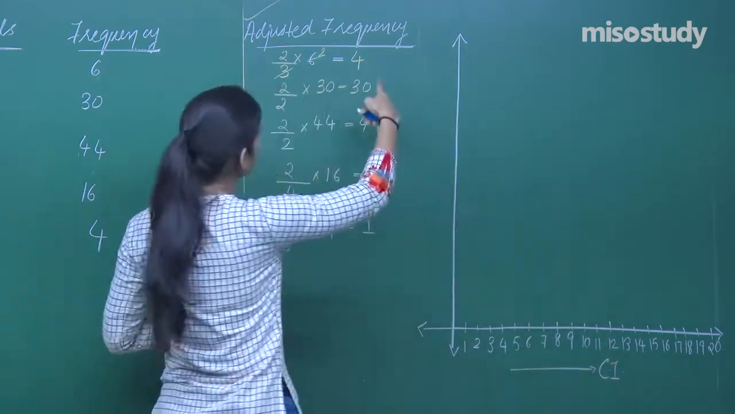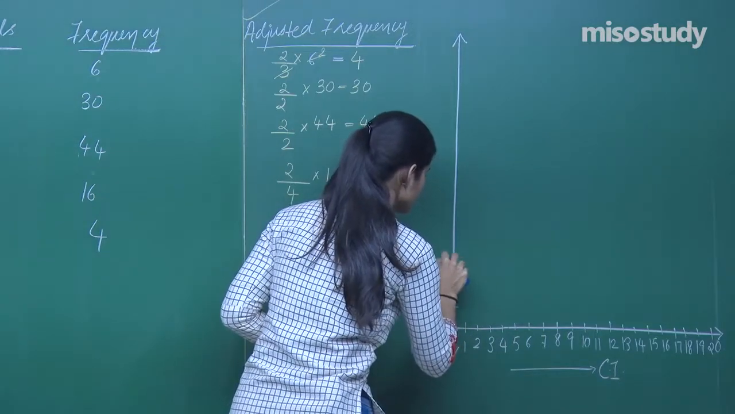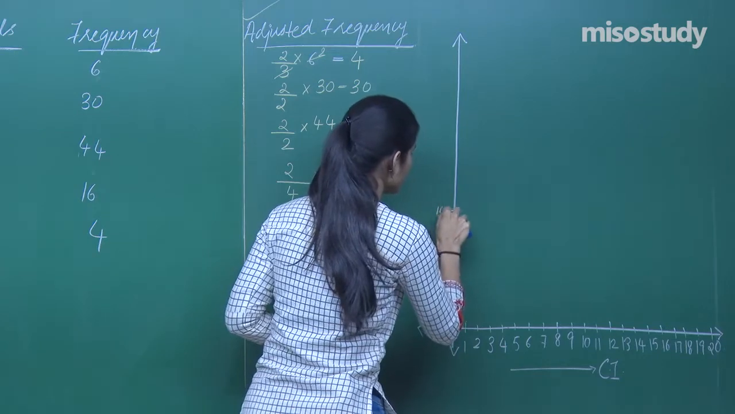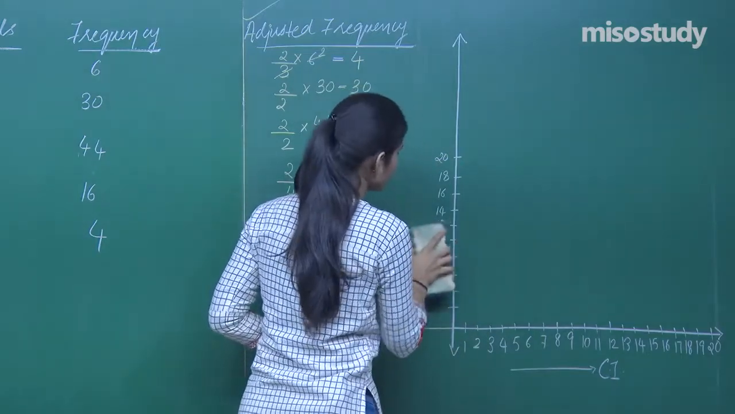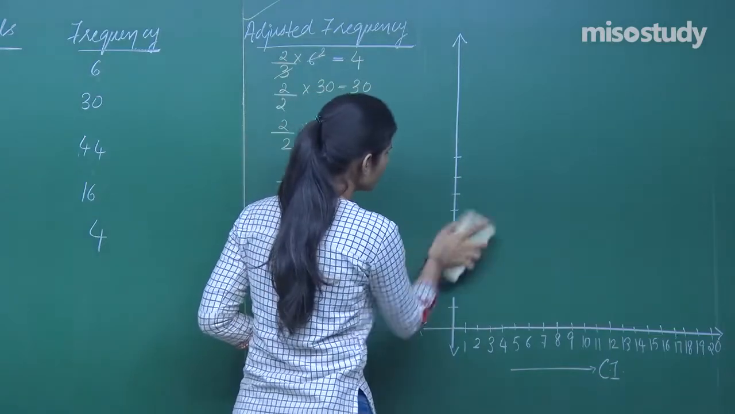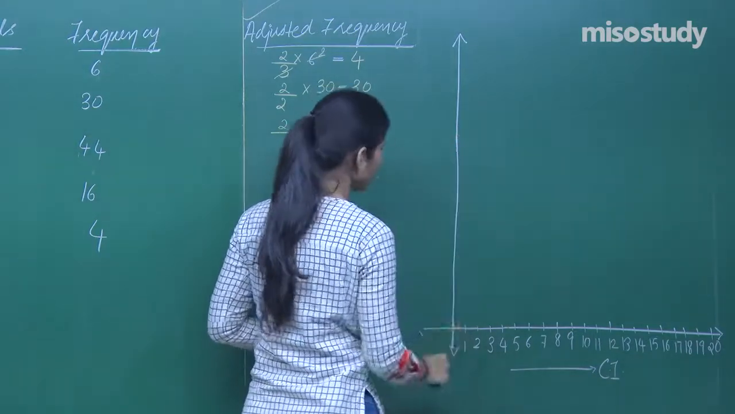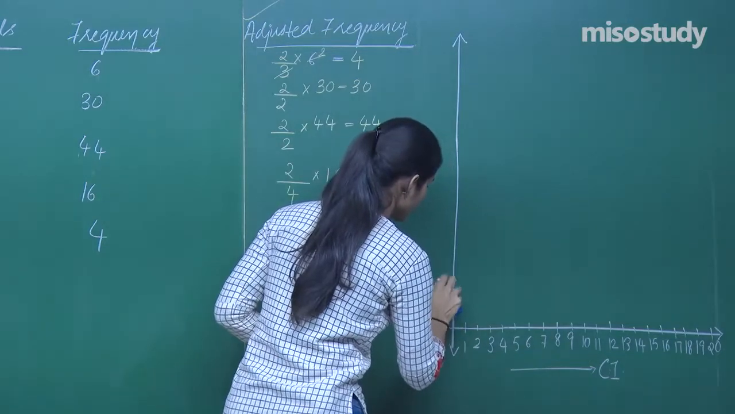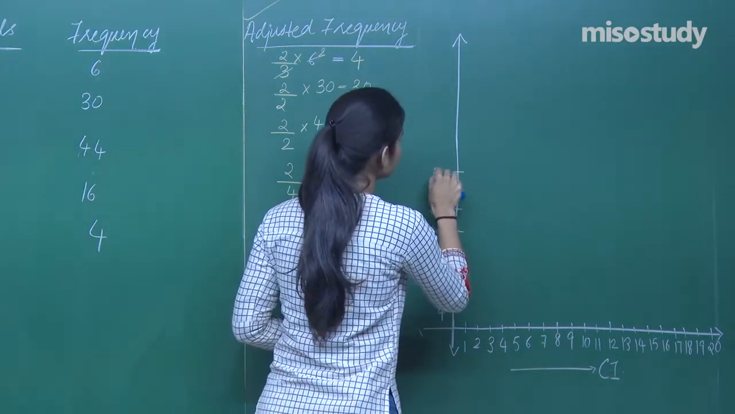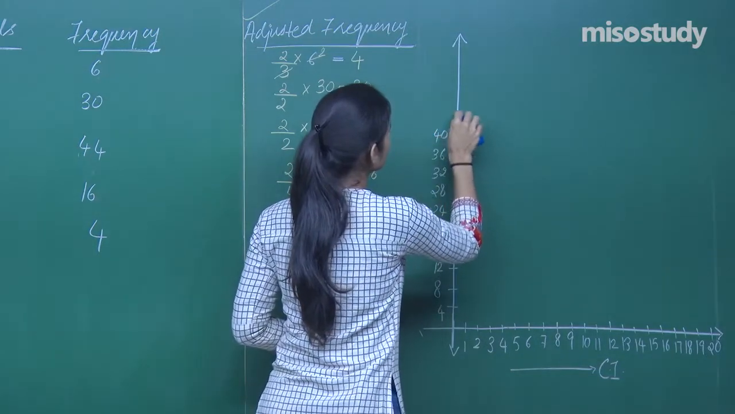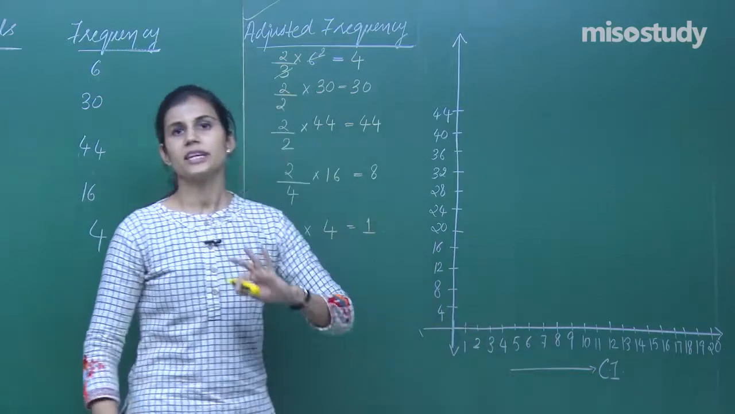And here you have adjusted frequencies 4, 30, 44, 8, 1. Let me not take one big division as 2 units because we won't be able to incorporate 44 over here. So let me take it as 4 units: 4, 8, 12, 16, 20, 24, 28, 32, 36, 40 and 44. So one big division on the y-axis is 4 units and one big division on the x-axis is 1 unit.